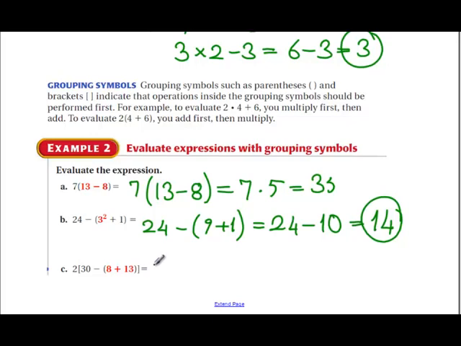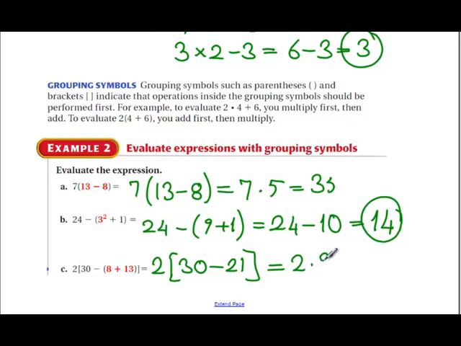So as I said, we have to follow the same order of operations inside the grouping symbols as well. So we have to perform the addition first. What's the sum of 8 and 13, which equals 21? Then 21 and 30 are in the same grouping symbol. Then we have to perform the operation, which equals 30 minus 21 equals 9.